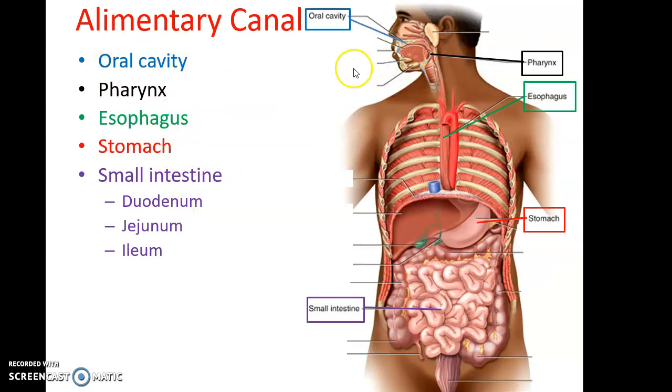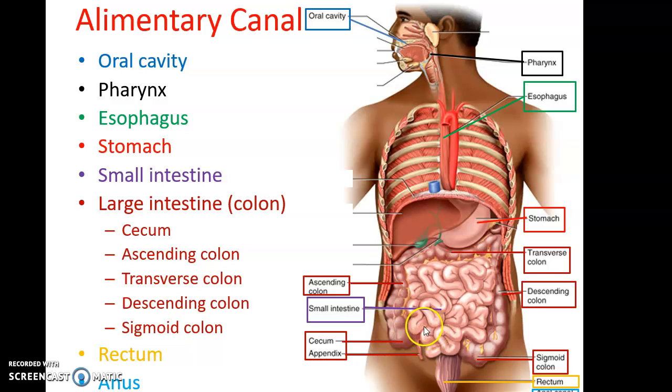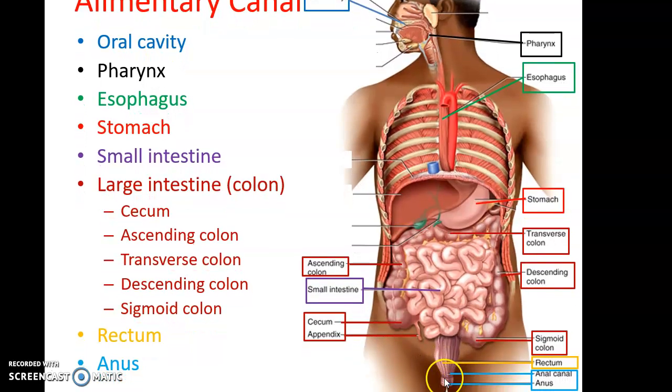So we have the alimentary canal starting with the oral cavity, going to the pharynx, then the esophagus, from the esophagus to the stomach, from the stomach to the duodenum of the small intestine, the jejunum of the small intestine, the ileum of the small intestine. And then from there, you go into the large intestine with the cecum, the ascending colon, transverse colon, the descending colon, the sigmoid colon, the rectum, and way at the bottom, the anus.